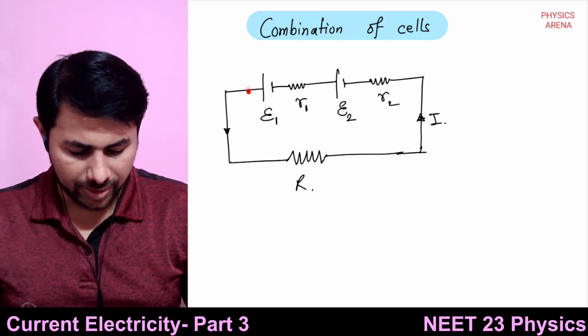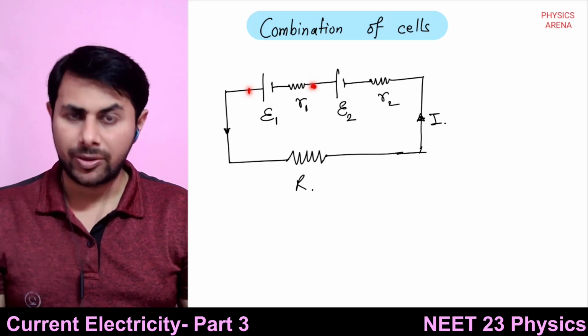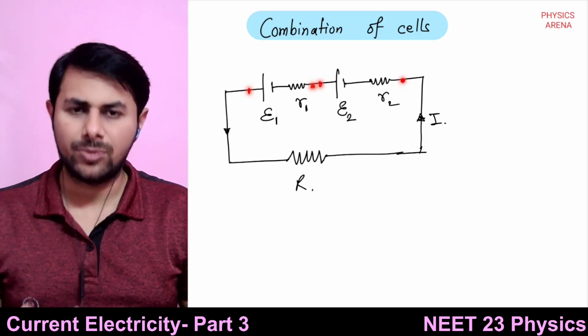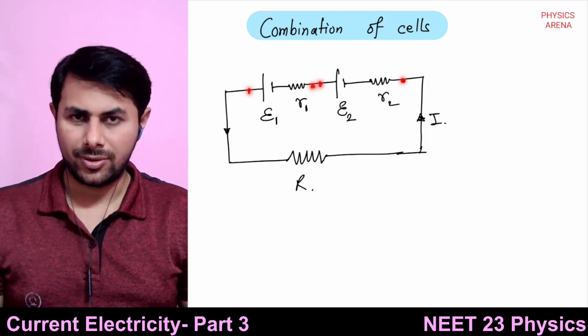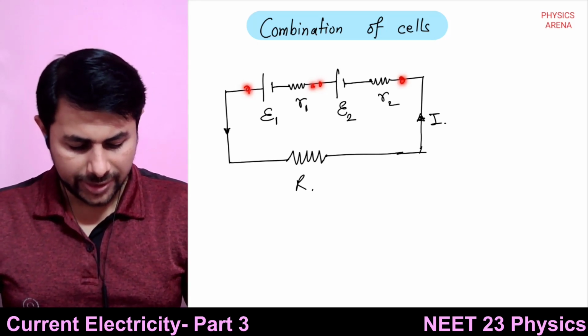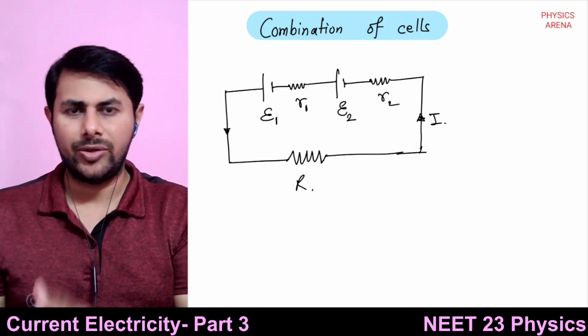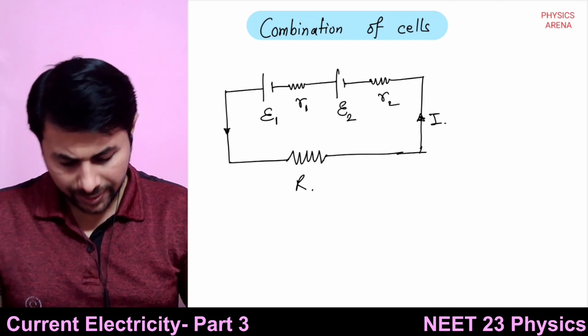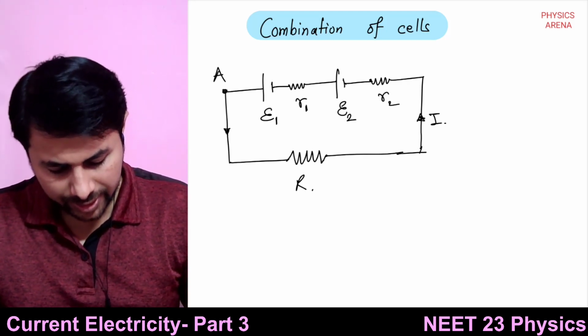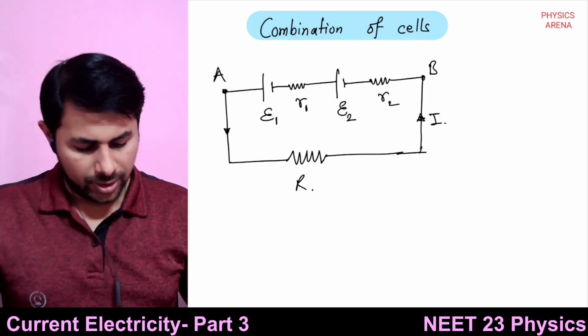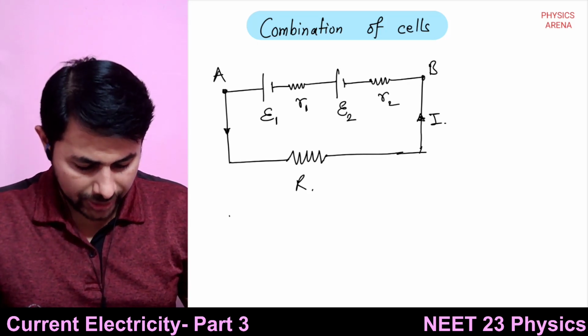See, the potential difference between these 2 points is suppose V1. The potential difference between these 2 points is V2. The potential difference between these 2 points will be equal to V1 plus V2. This is suppose point A. This is point B. So suppose potential difference.